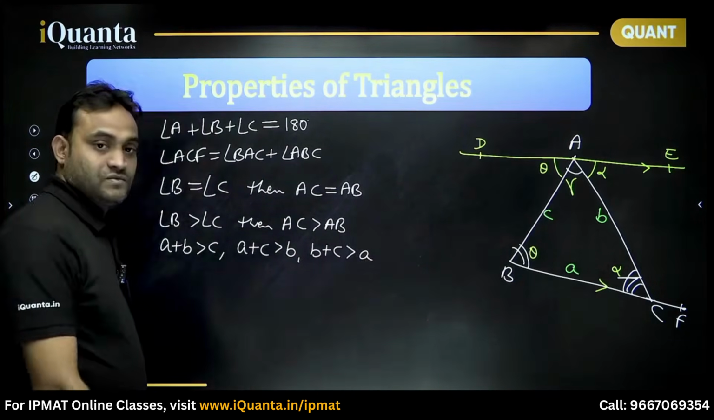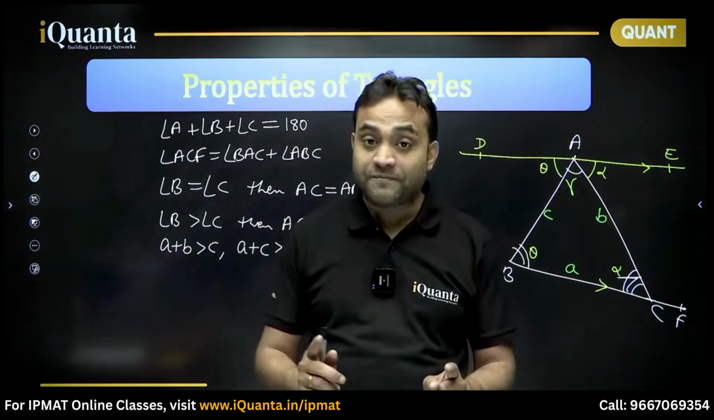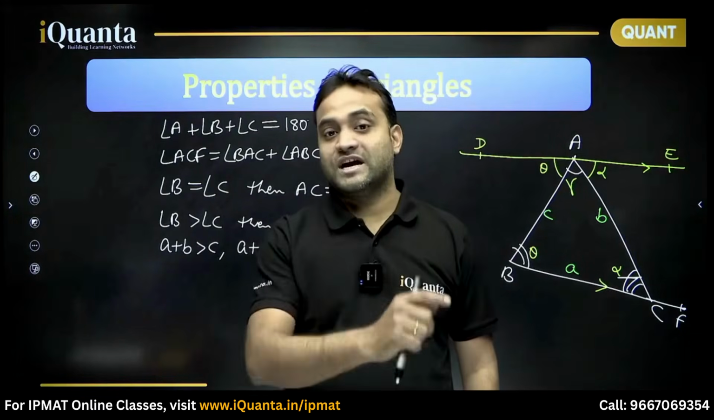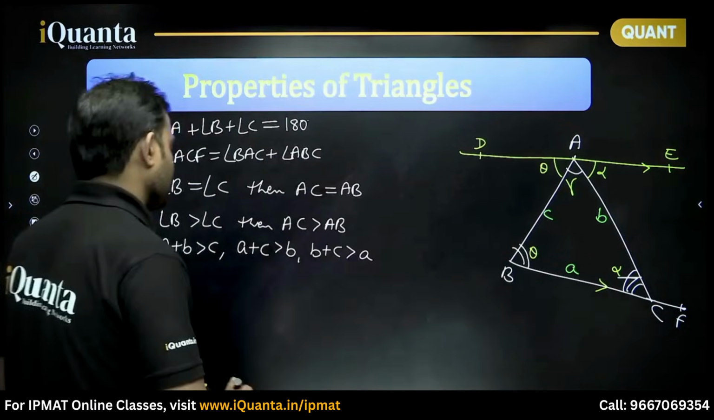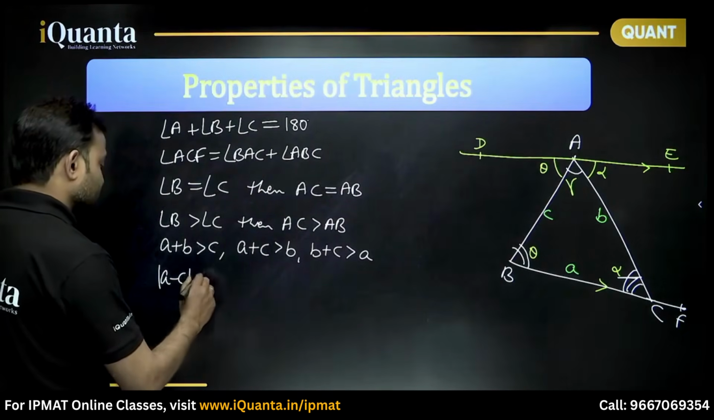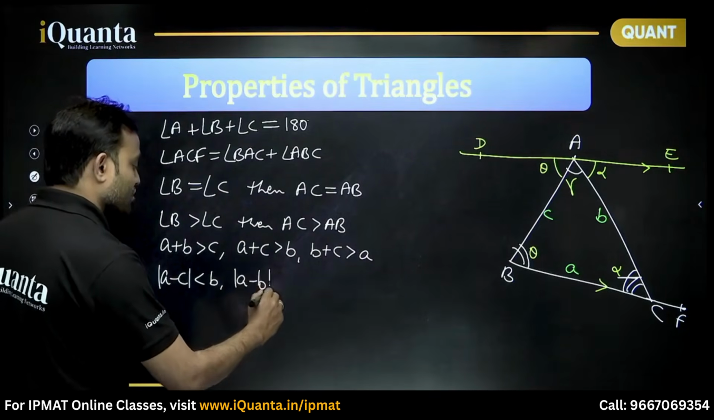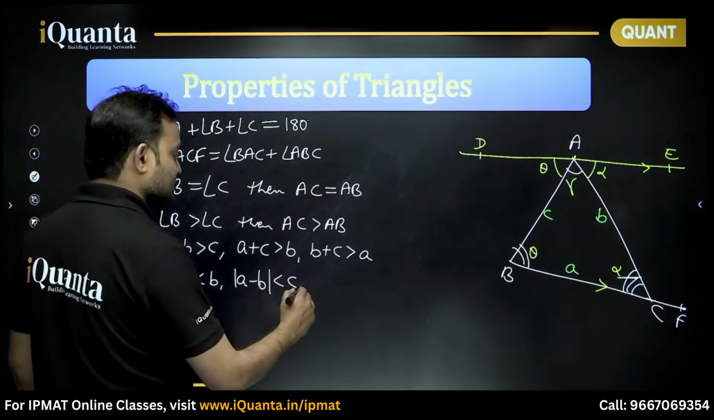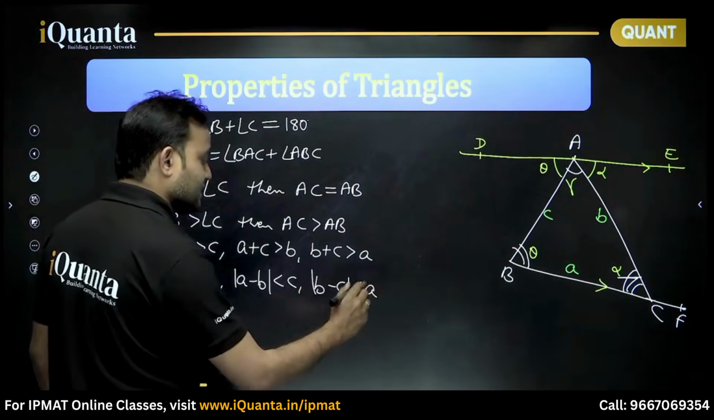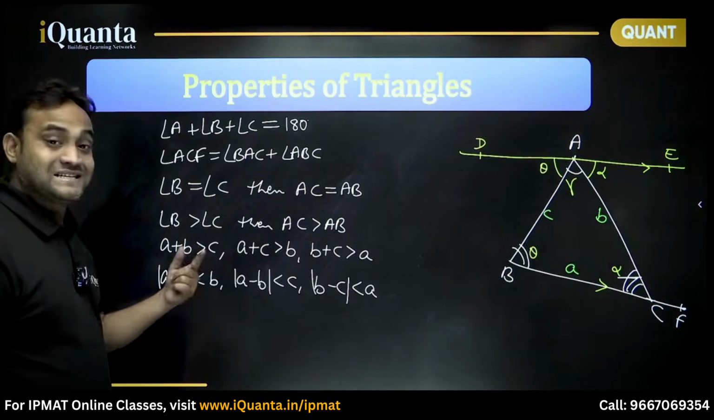Apart from that, we can also say that the absolute difference, means the positive difference between any two sides, must be less than the third. Means |a minus c| must be less than b, |a minus b| must be less than c, and |b minus c| must be less than a. So these are the properties of sides in a triangle.